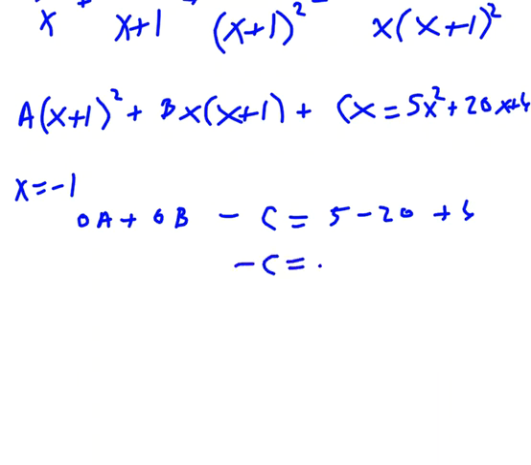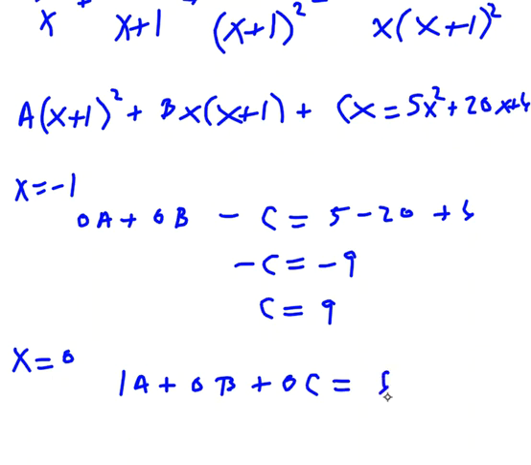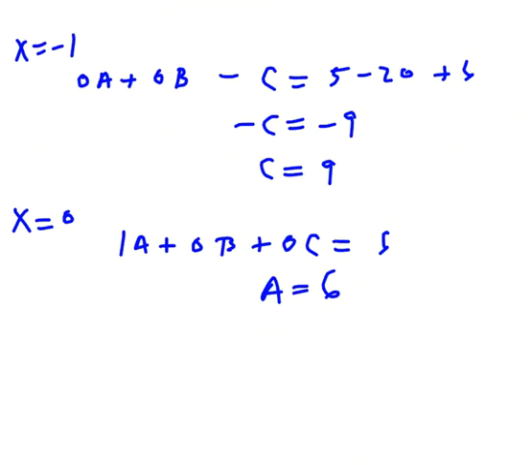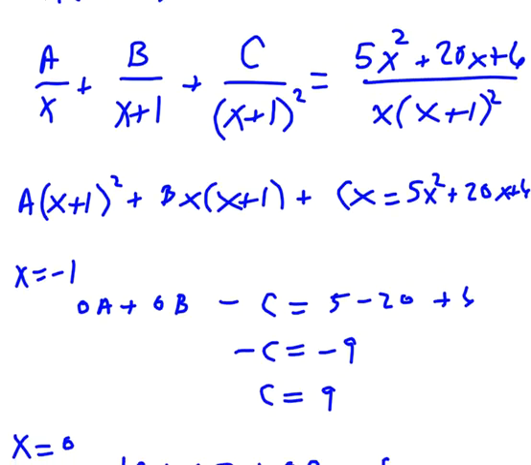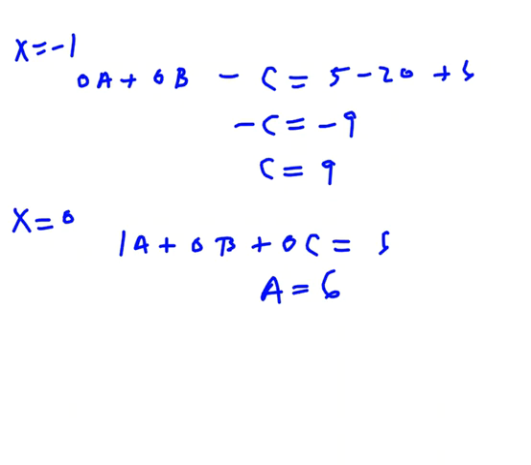So negative c is equal to negative 9, and c equals positive 9. Another one that's going to cancel out factors would be if x is 0. Then I'll get 1a plus 0b plus 0c is equal to 6. So a is equal to 6. Now, here's the problem though. I have no other numbers that will eliminate a and c and leave me with b. So I'm just going to pick another easy value, like 1. But any value is going to work as long as it's not negative 1 or 0.